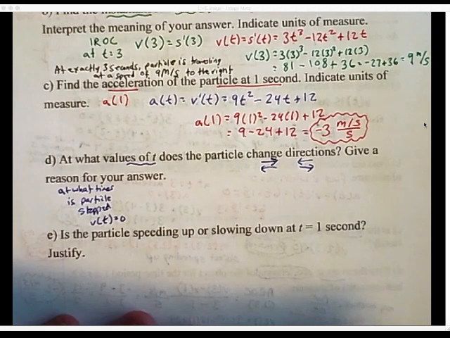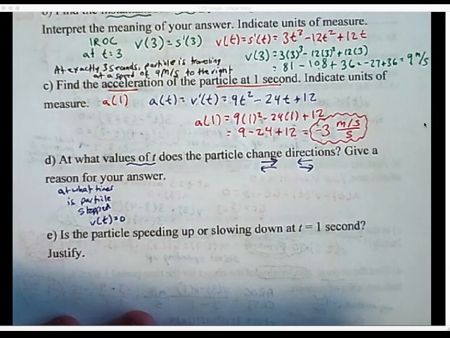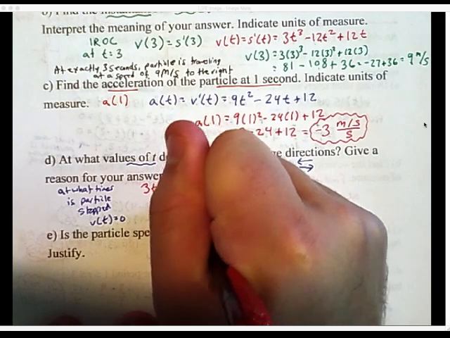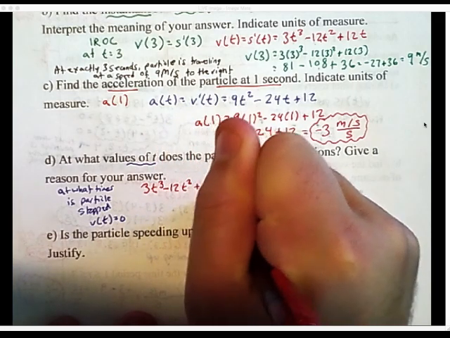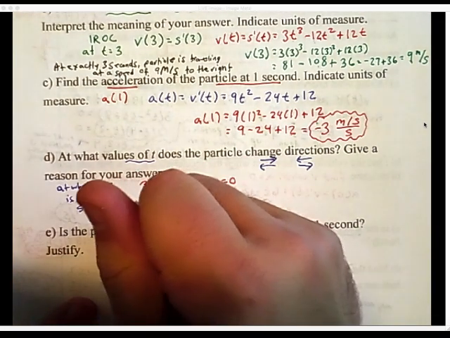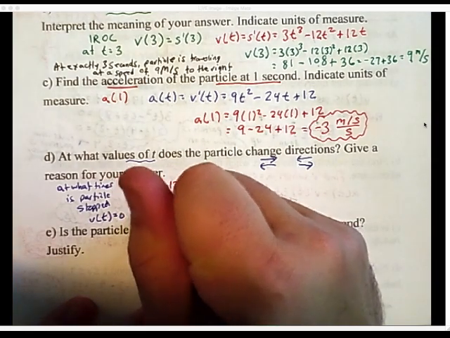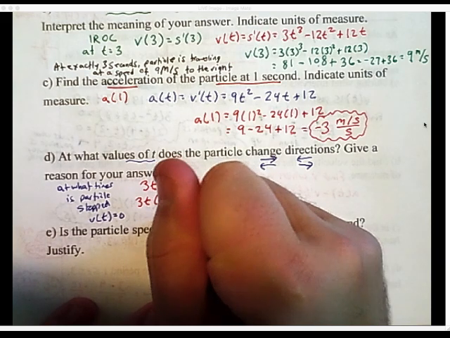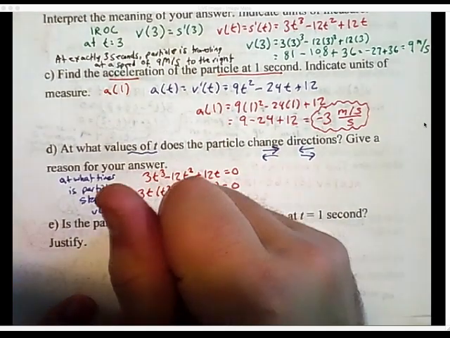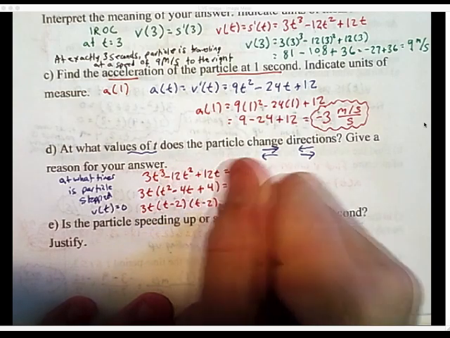So let's go back to the velocity equation. Here was our velocity equation right here in red. So let's set that equal to 0. Okay, and then let's do some factoring. Look at each term. It looks like I can take a 3t out. If I take a 3t out, I would get t squared minus 4t plus 4. And if I do some more factoring, this actually factors into t minus 2 times another t minus 2.